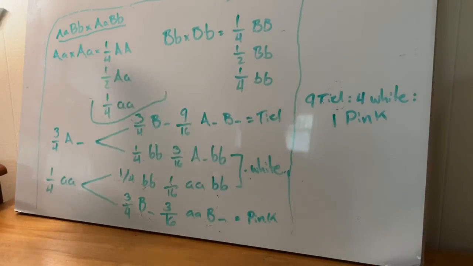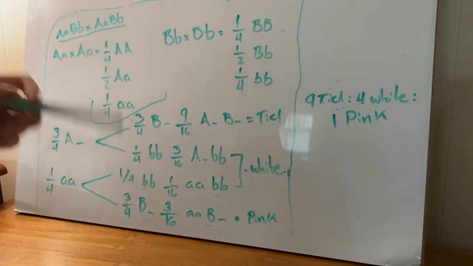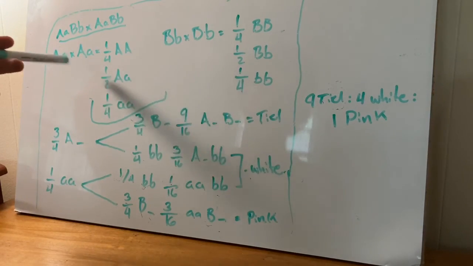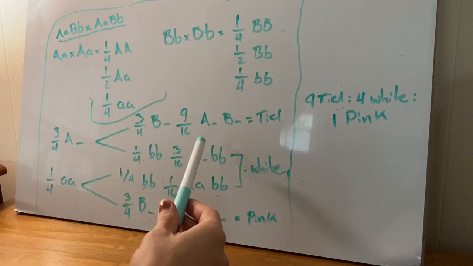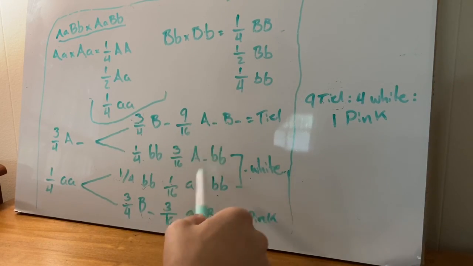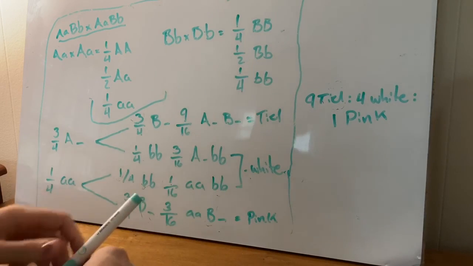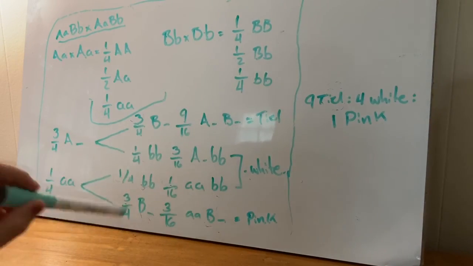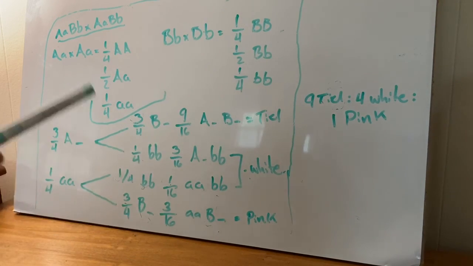Here we have our cross where we're doing heterozygous at A, heterozygous at B, and crossing it to itself. And so here we have our genotypic ratios for each of the loci, and then we can do that branch diagram, and that'll give us 9/16 big A something, big B something, 3/16 big A something, little b, 1/16 little a, little b, 3/16 little a, big B something.